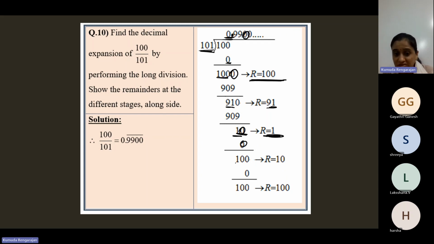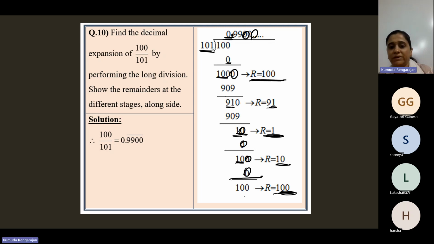So now the remainder is 10. Now at every stage you can put 10. So put that 0. You have to divide. You should subtract, get the remainder, add the 0, and you should divide. No, but this is 100. So 101 into 0 is 0, right? And now 100 is the remainder.